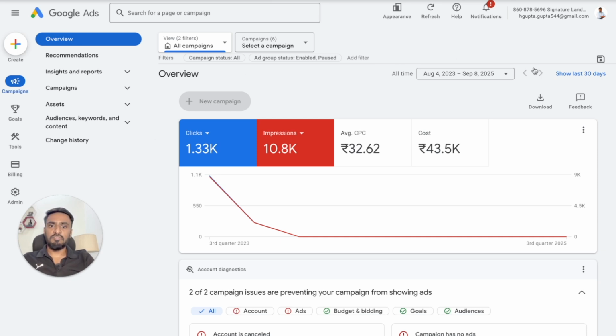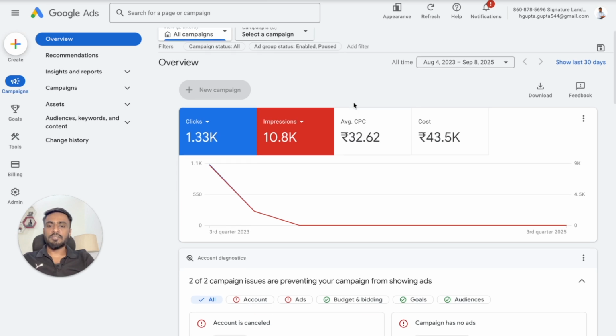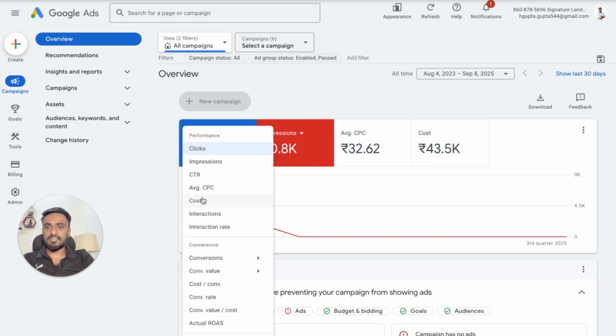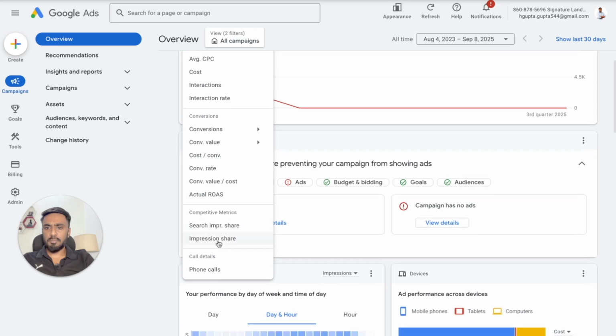So this is the overview tab, as we have already learned. In this overview tab you can see all the data, which is the overview of the campaign, and it will show you the data about all the campaigns. We can make changes in this dashboard according to us. We can select clicks and change it to cost. We can select impressions. We can select any of the options which are already available to us.